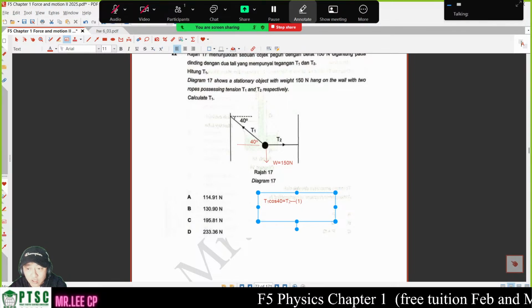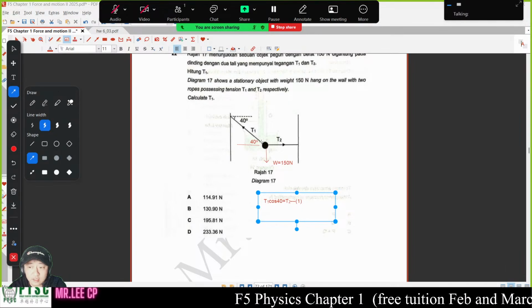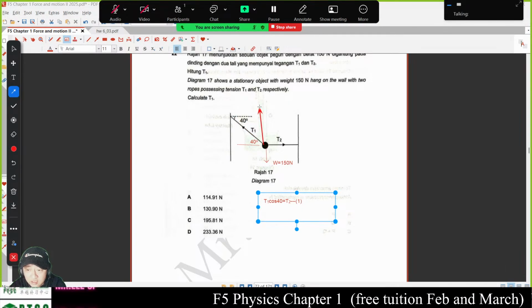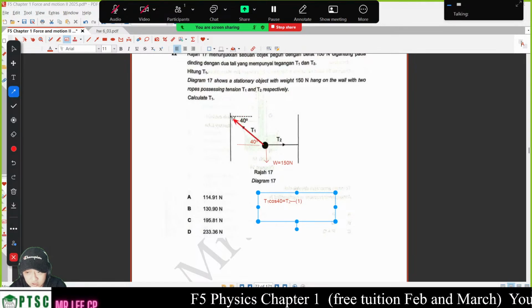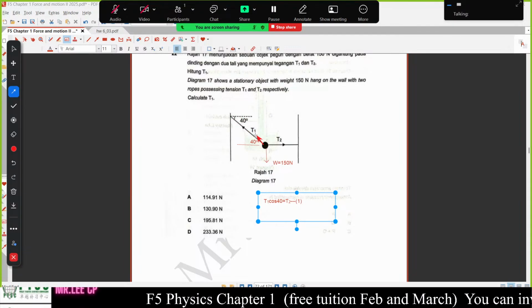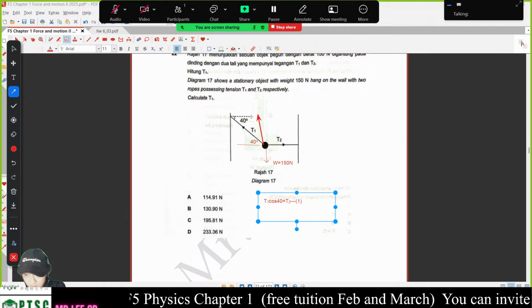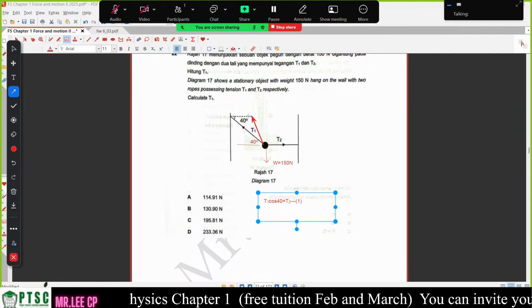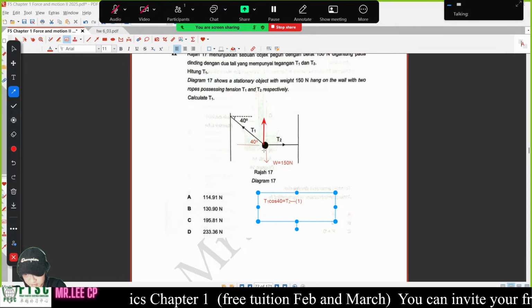So I want to write the second equation. Second equation is T1. I bring it up to here. Touching 40 or not touching 40? Alright, don't look at this 40, look at this red one. So T1, touch or not touching 40? Not touching, I use sine. Right? Is equal to the weight.